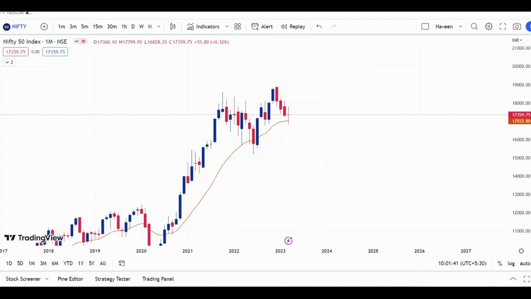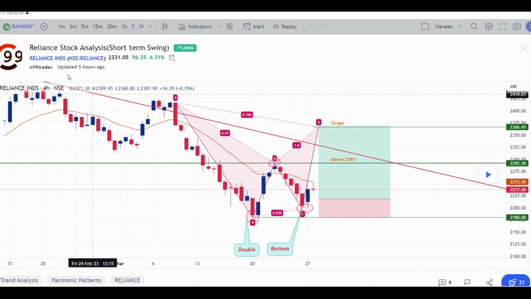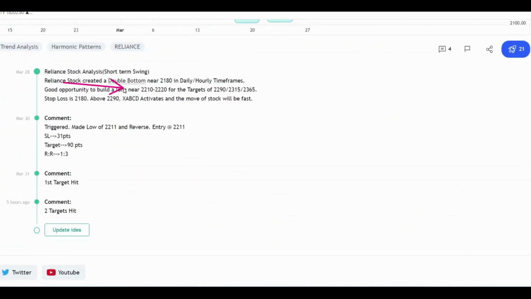Before starting the analysis of Nifty, let's quickly see the Reliance stock that we gave last week. Our viewers, Reliance stock created a double bottom near 2180 and we said we can build a long near 2210, 2220, and our targets are 2290, 2315, 2365. In this, we have already achieved both targets, that is 2290 and 2315.